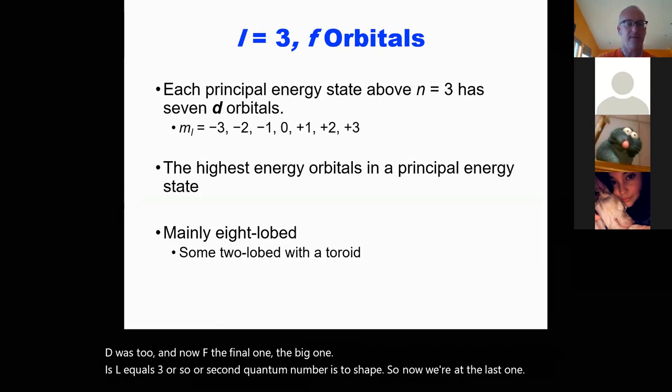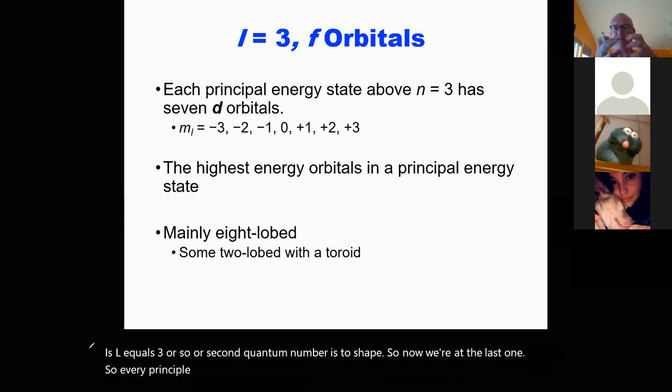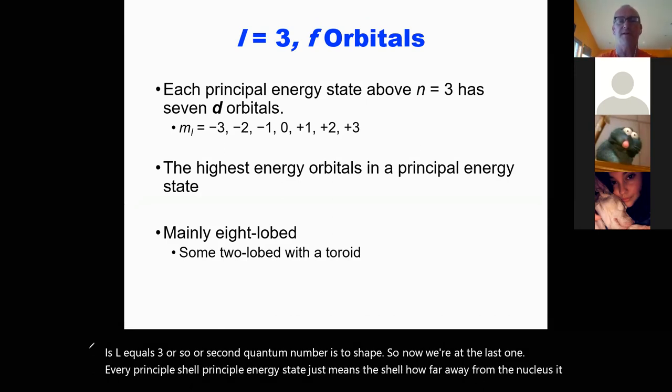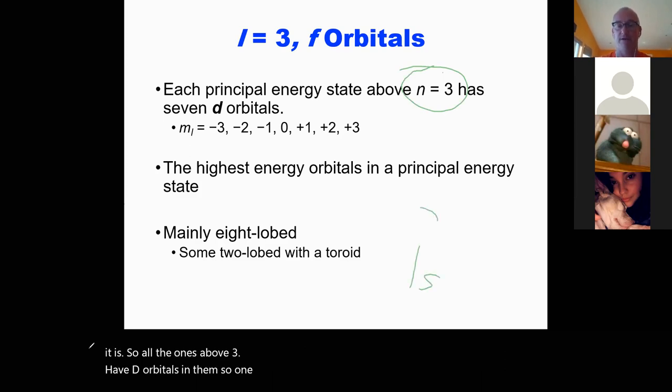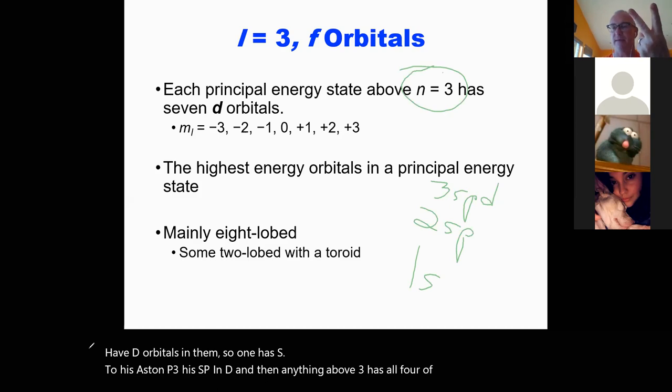Every principal shell, principal energy state, just means the shell, how far away from the nucleus it is. So all the ones above 3 have d orbitals in them. 1 has s, 2 has s and p, 3 has s, p, and d, and then anything above 3 has all four of them: s, p, d, and f.